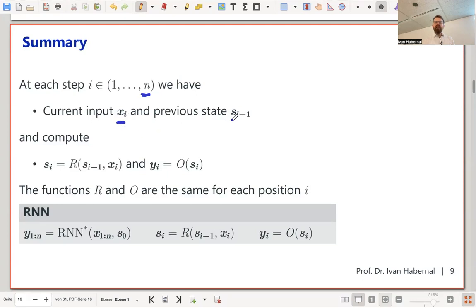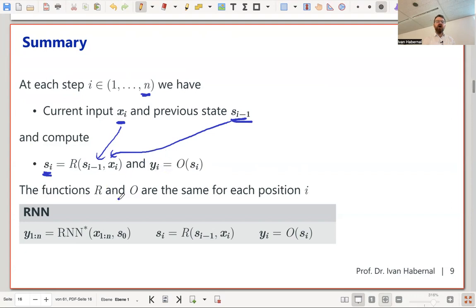We have a previous state. The previous state is also a bold letter, so it's a vector. So we have a vector for the current word and a vector for the whole state before. And we compute two things. We compute the current state, taking these two into account, and given this state, we're going to compute the output.